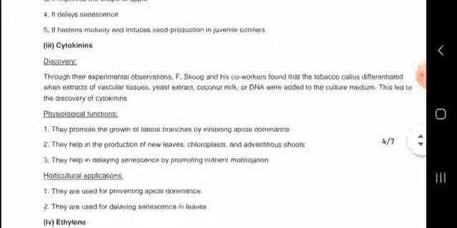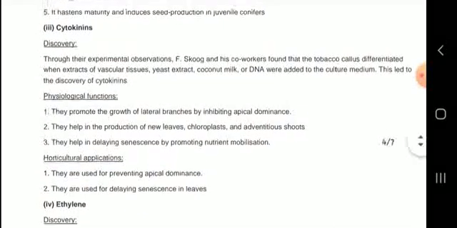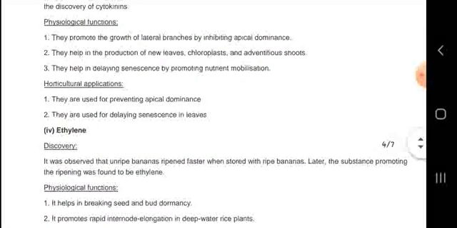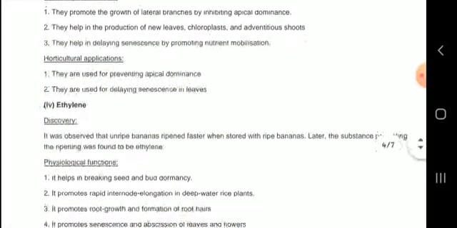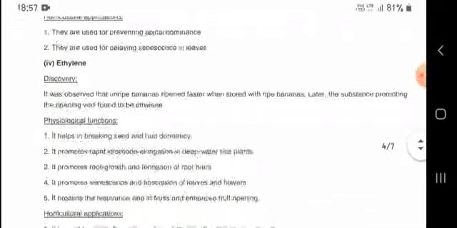Next, cytokinins. So cytokinin was discovered by the scientist whose name is Skoog, and his co-workers. And physiological function is they promote the growth of lateral branches, and they help in the production of new leaves and chloroplasts. And horticultural application is they are used for preventing abscission, and they are used for delaying senescence in leaves.